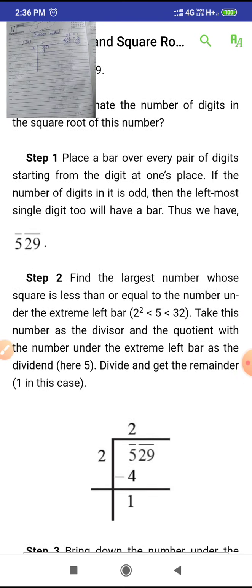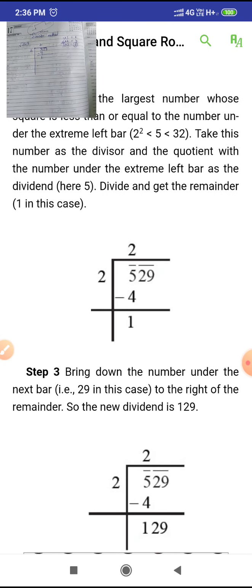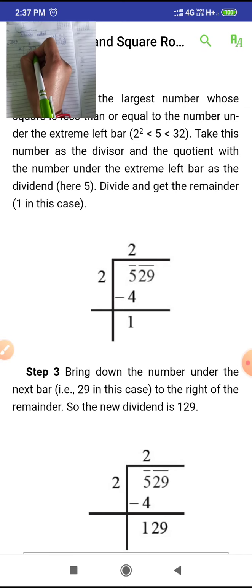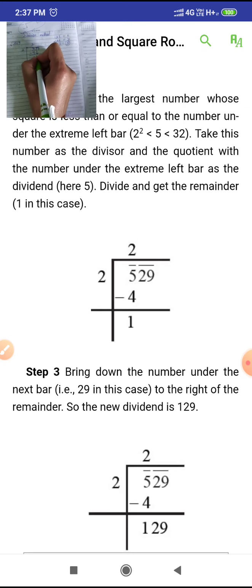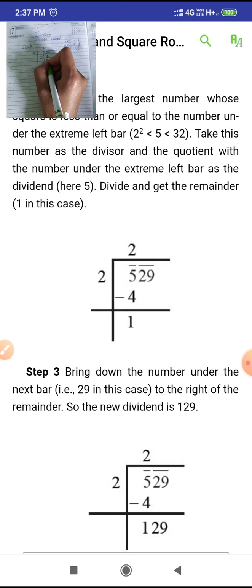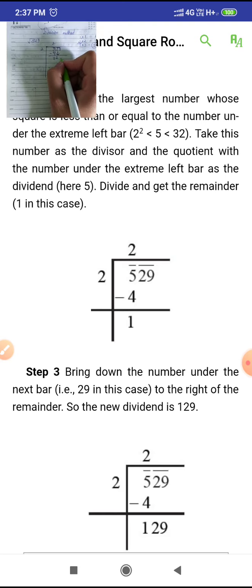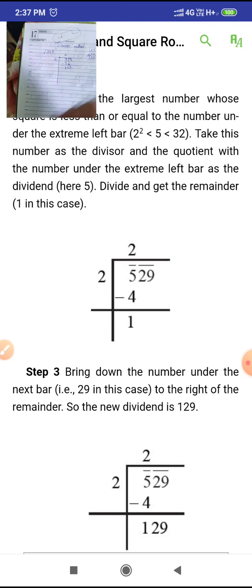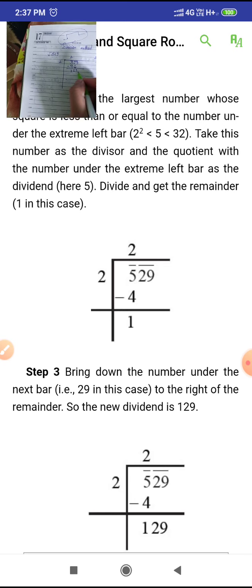Now the third step is to bring down the number under the next bar to the right side of the remainder, so the new dividend is 129. We bring down this number 29 to the right of the remainder. So we have the next number, 129.